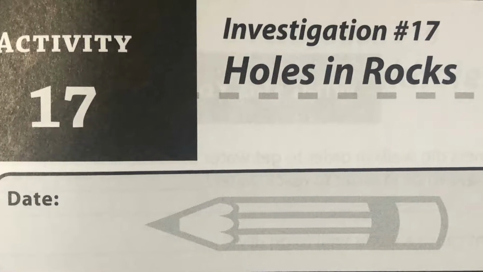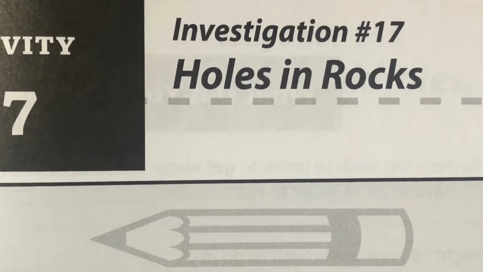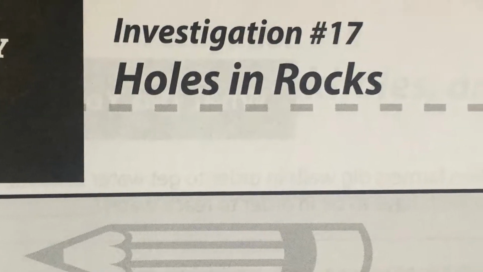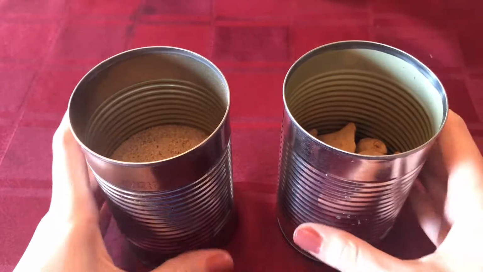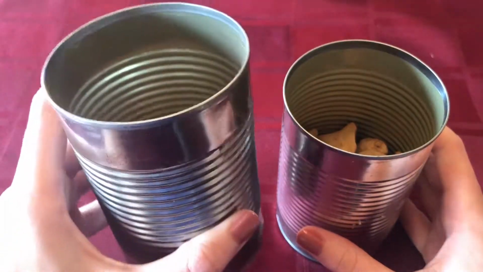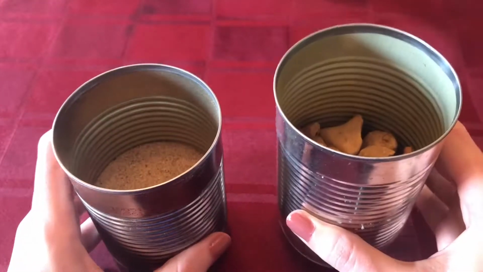In this lesson, we will investigate how water gets into the spaces around rocks or grains of sand to form the water table. Be sure the cans that are used are all the same size and shape. Students should use the directions in the book for more detailed instructions.